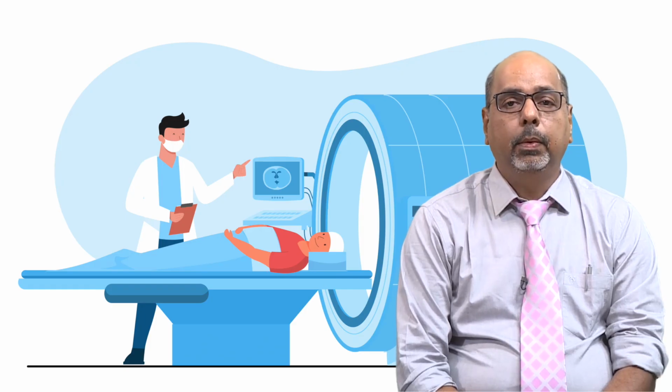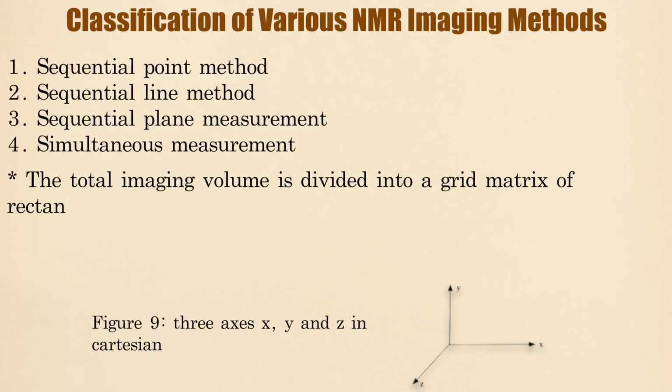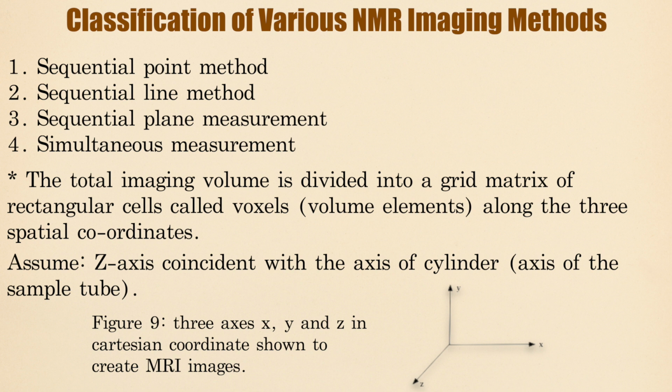Now we are going to see classification of various NMR imaging methods. First, sequential point method. Second, sequential line method. Third, sequential plane measurement. Fourth, simultaneous measurement.